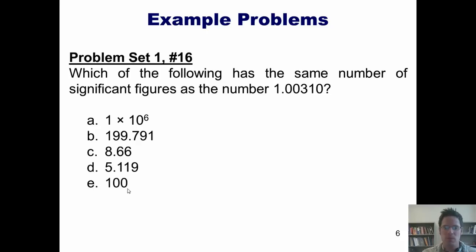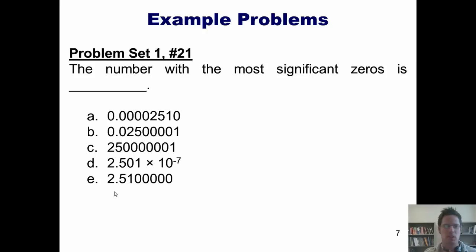Because there's no decimal in this number, the zeros that appear to the right of the 1 are not considered significant. Hence, the correct answer is B. Let's see if we can navigate our way through this problem. The number with the most significant zeros is what? I'll let you answer this question on your own. You can, of course, consult the previous slide that I shared to do so.